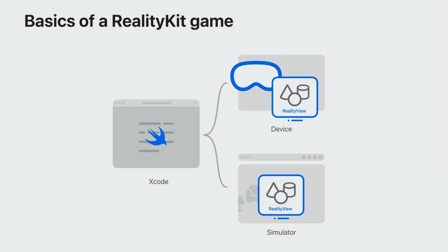RealityKit is a Swift API. Swift can be a great language for building games, but if you want to use another language, you can. You just create a bridge between that language and the Swift API. Xcode comes with a simulator. You can start developing your games right away without having a device. Of course, testing it on a real device is always best.